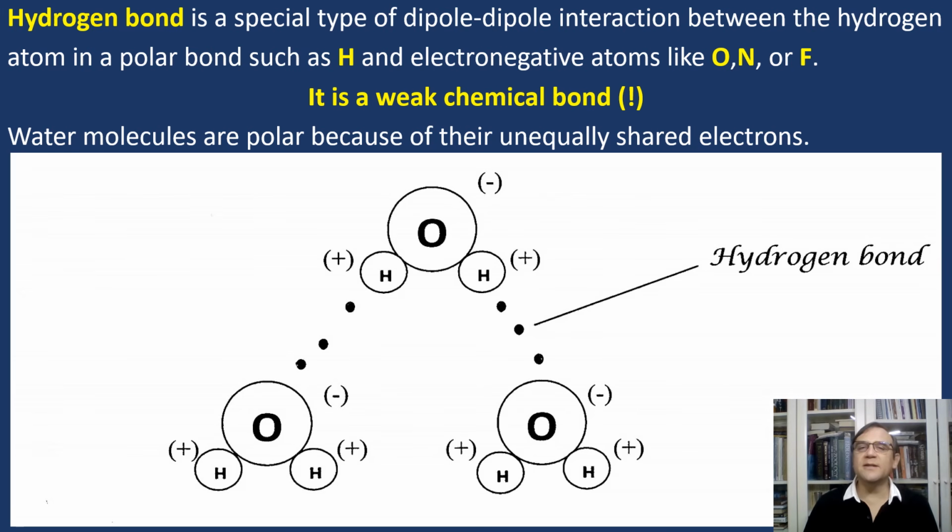We have already discussed that polar molecules have unequally shared electrons. For example, in a water molecule, oxygen is more electronegative, so it pulls the shared electrons closer, becoming slightly negative, while the hydrogen atom becomes slightly positive. Due to these slight charges, there is an interaction between the slightly positive hydrogen of one molecule and the slightly negative oxygen of another. This interaction is what we call a hydrogen bond.